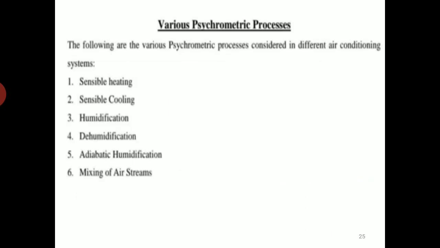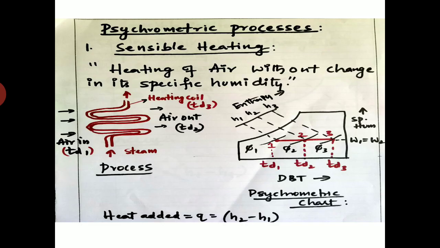So what are the various psychrometric processes? Before solving the problems, we need to understand the processes and how exactly each process takes place. They are sensible heating, sensible cooling, humidification, dehumidification, adiabatic humidification, and mixing of air streams. Let us know them one by one. If you know this, you can solve the problems.